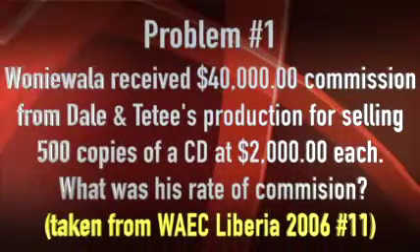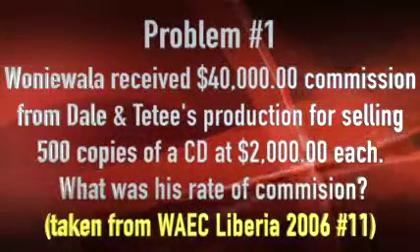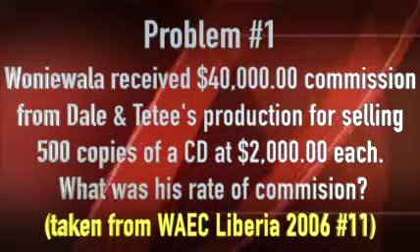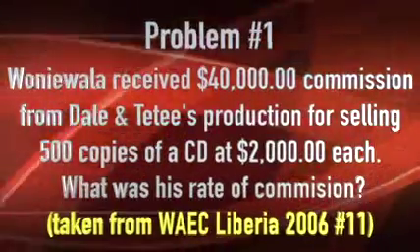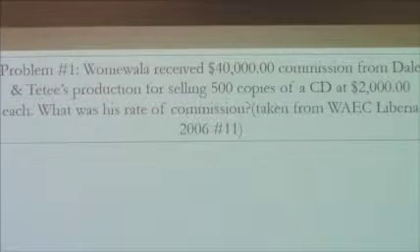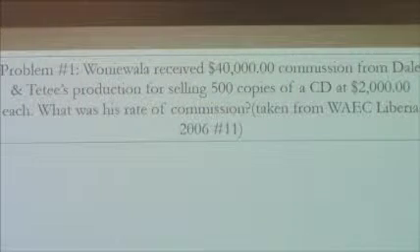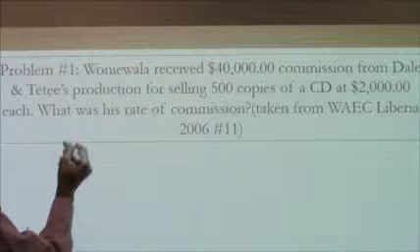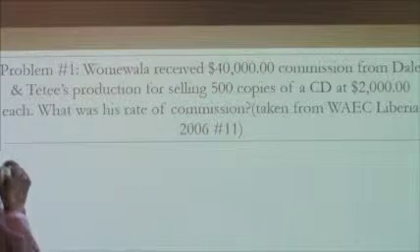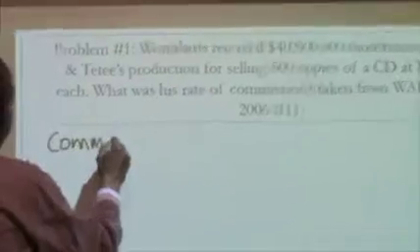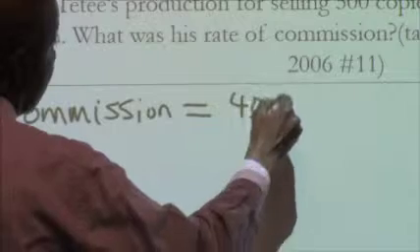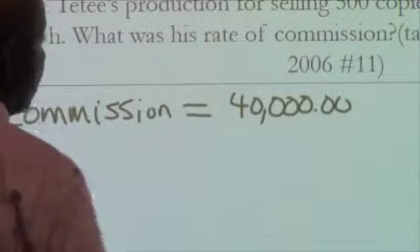Wayne Wallace received $40,000 in commission from Deal Entertainment Productions for selling 500 copies of a CD. One of the things we want to do in this problem is take the information that we have here and restate it. So again, this problem involves commission. One of the things we need to know is the total sales. How do we find the total sales here? Let's say this was the commission that was received. The commission was $40,000, so that was the amount based on the sales.